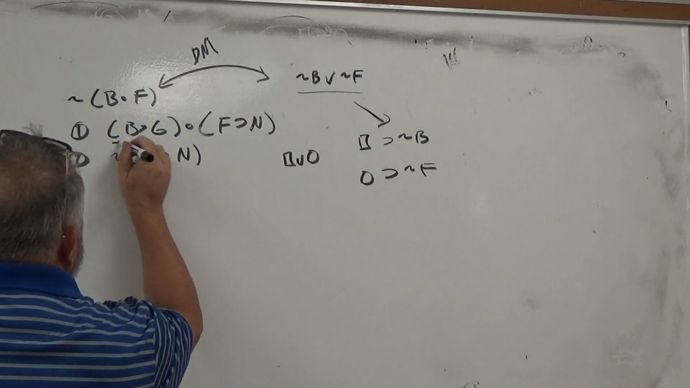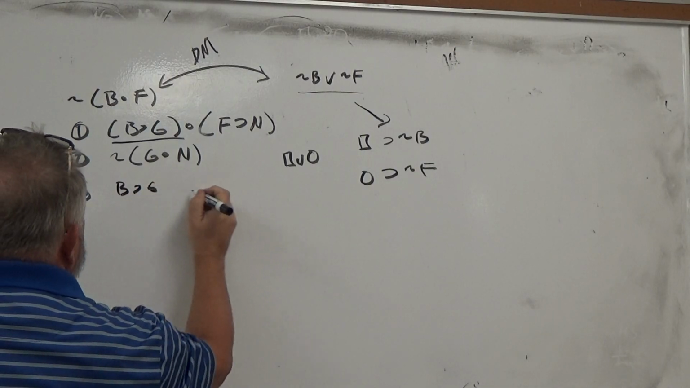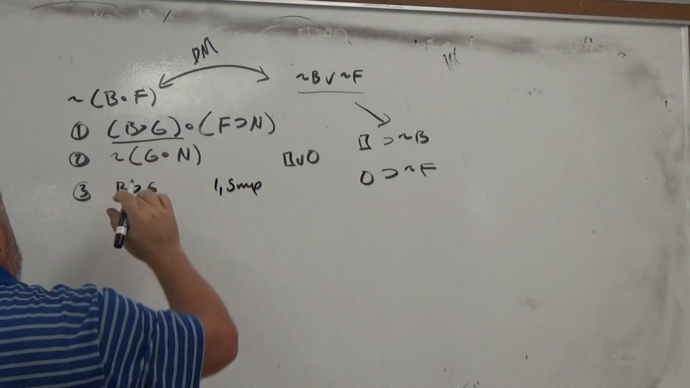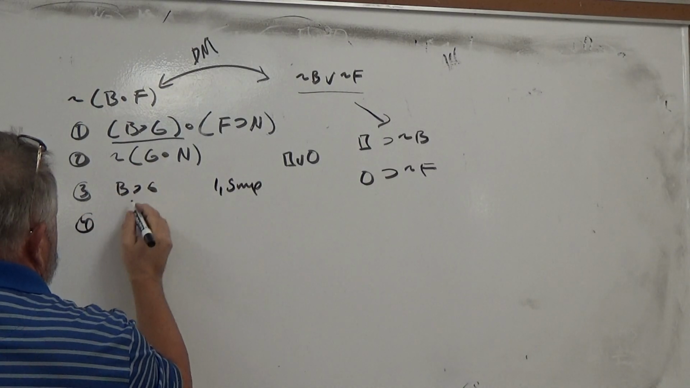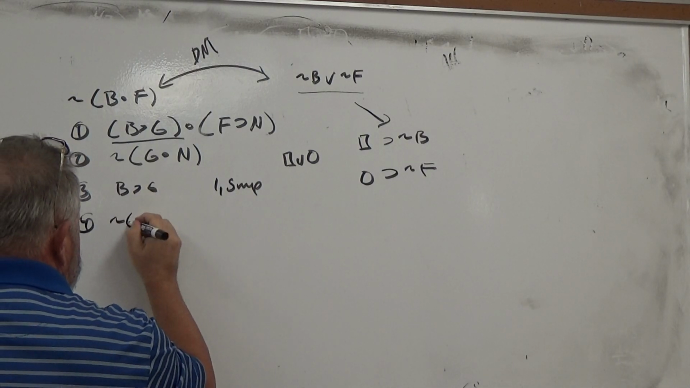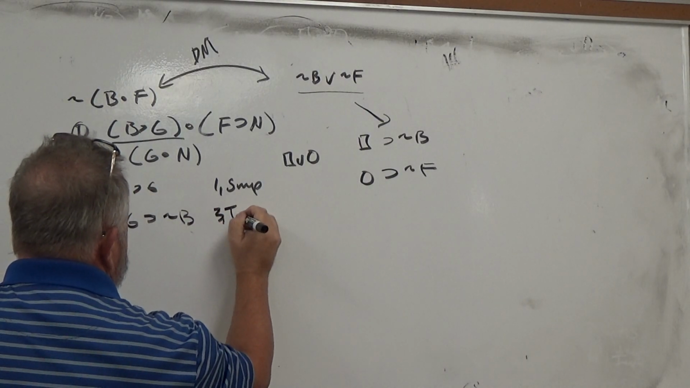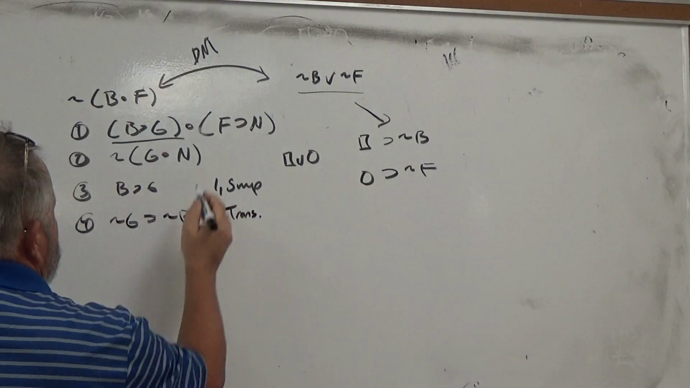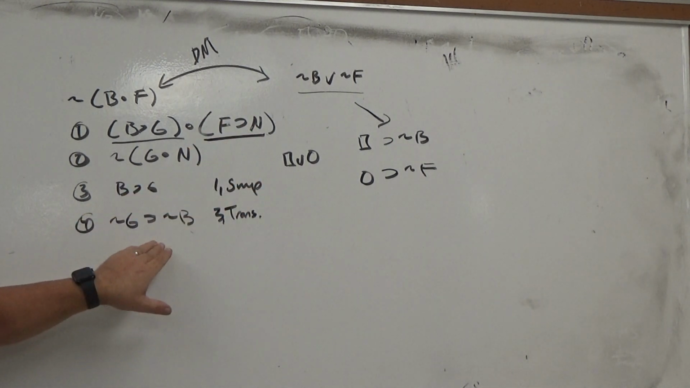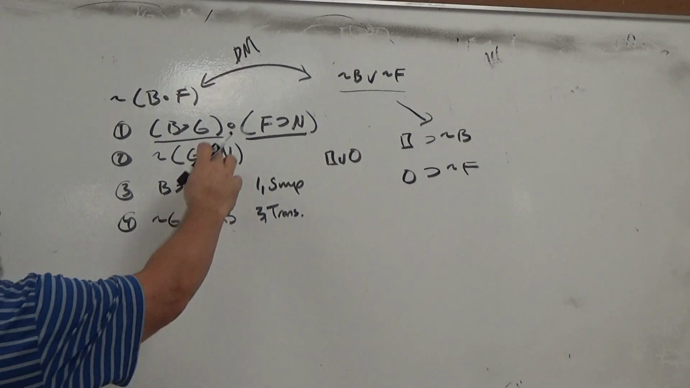So first things first, I need to get this piece. So I'm going to say B, then G from 1 by simplification. Now this is a conditional, so I'm going to swap the things. And as I do, they change their signs. So G becomes not G, and B becomes not B, and that's from 3 by transposition, okay? Now I need to get this part. Now here's a common mistake. People are simplifying straight to that right here. No, it has to be on the left-hand side of a conjunction.